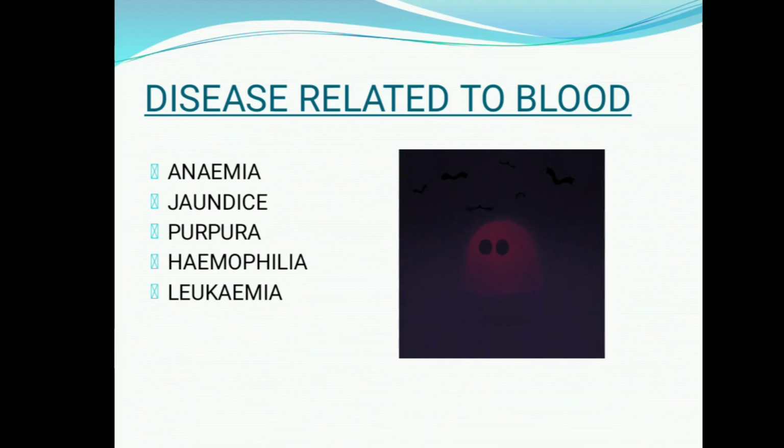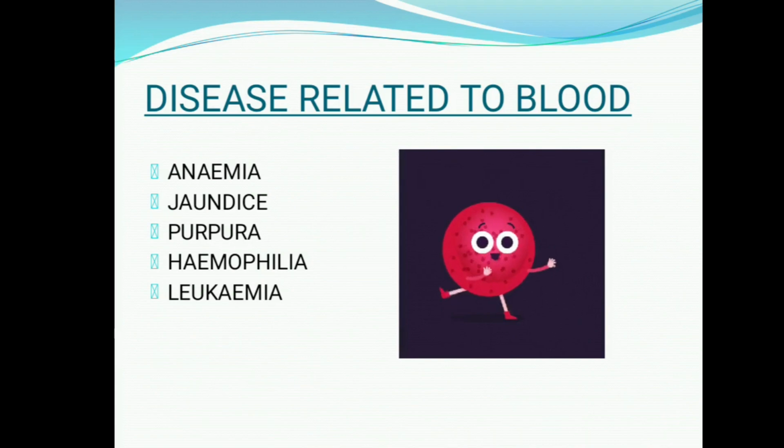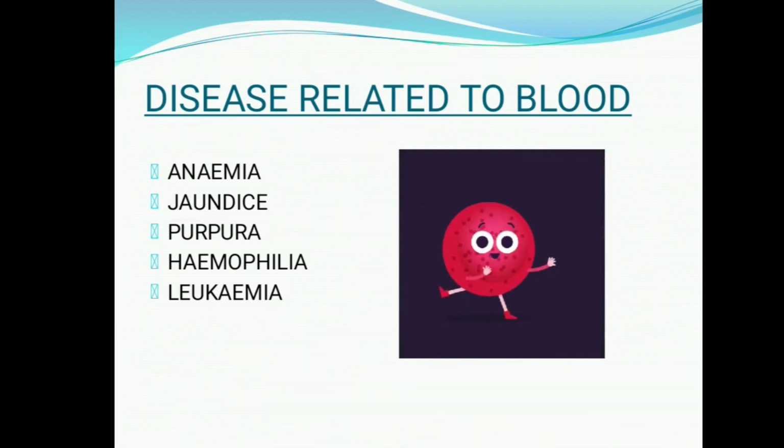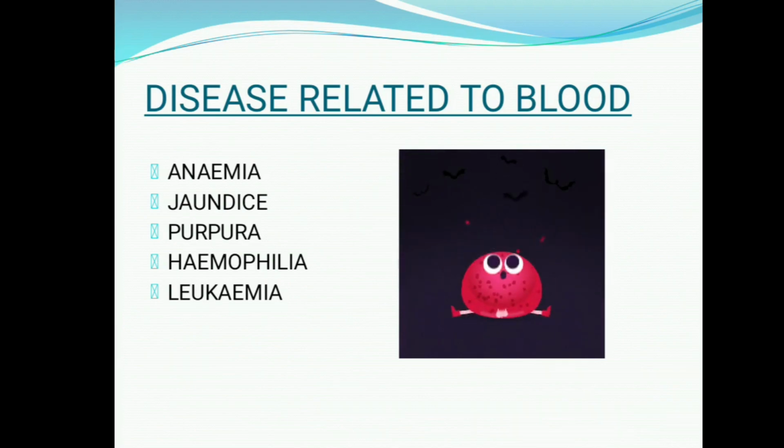Next, we have leukemia. In this, the bone marrow and other blood forming organs produce increased number of immature or abnormal leukocytes. They suppress the production of normal blood cells. So these are some short description regarding all these diseases. In the next slides, we are going to describe it in brief.